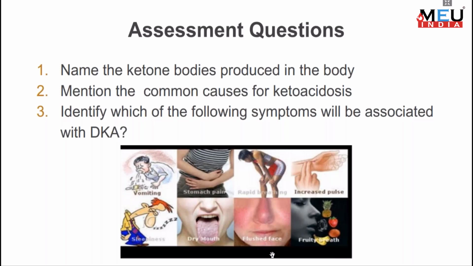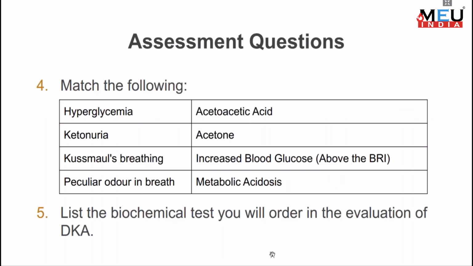Next. A match the following question was designed with one column having some of the terms and signs and symptoms, and the second column having the definitions of those terms as well as the biochemical parameters associated with the signs and symptoms, so that the students would be tested on whether they can correlate the biochemical findings with the signs and symptoms. Next slide.